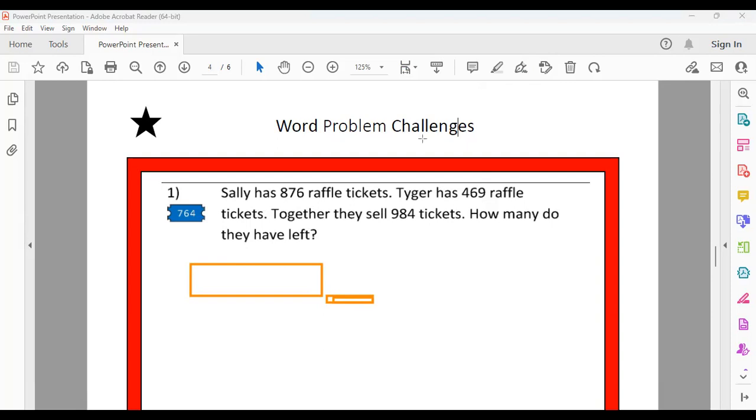Okay, so one bar first for Sally for 876 raffle tickets. And then Tyler, Durgesh, would you like to explain the question? How to do it?